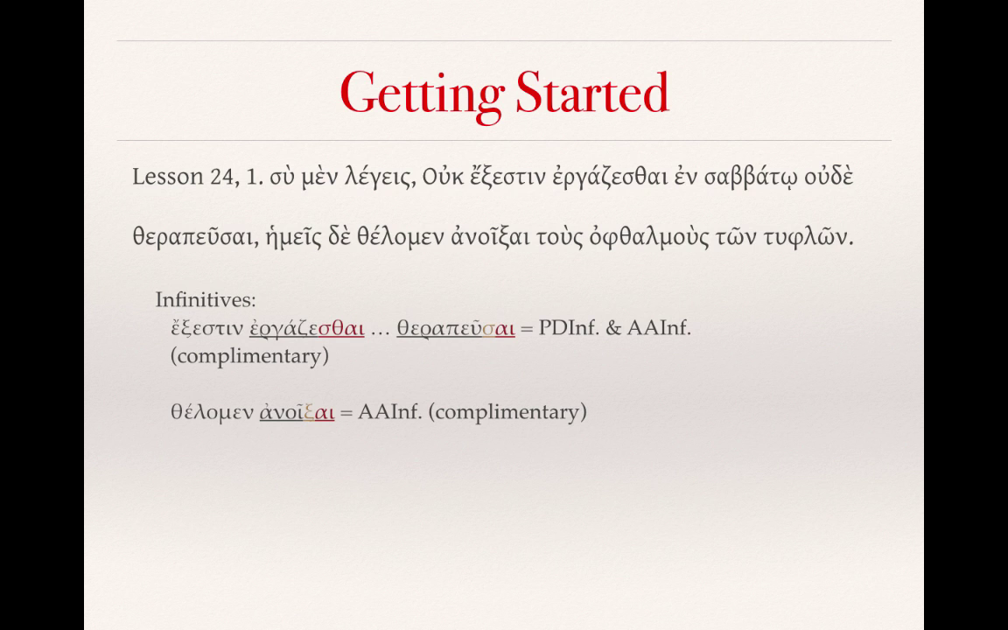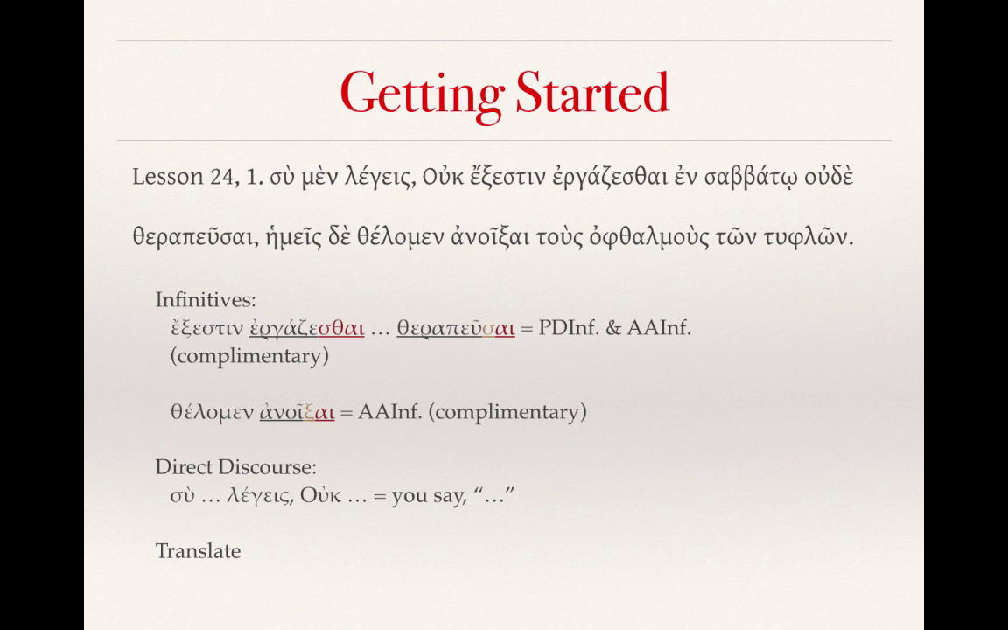All right, this is an example of direct discourse. So we have sy legeis, ouk exestin. We would translate this as "you say," comma, and then ouk exestin, and what follows is the actual direct quotation. That's in distinction to indirect discourse, which you learned about in this lesson.